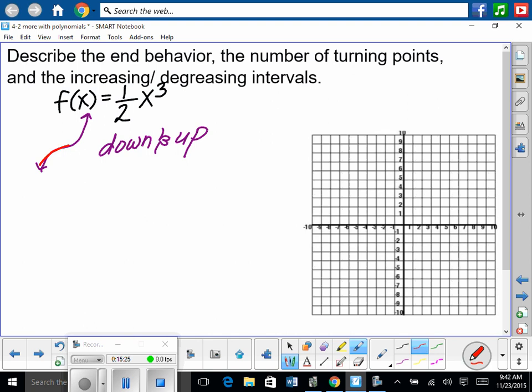Increasing, increasing, increasing, increasing, increasing, increasing. Did we ever change to decreasing in this one? No, so there's no turning points. So none for turning points.